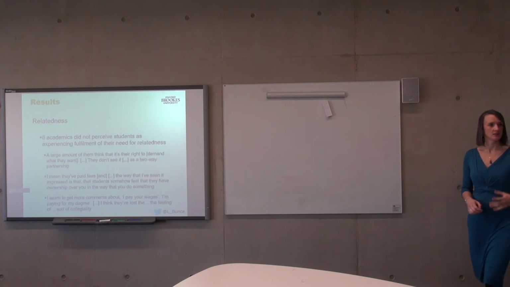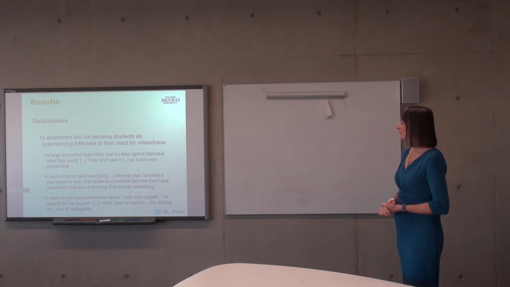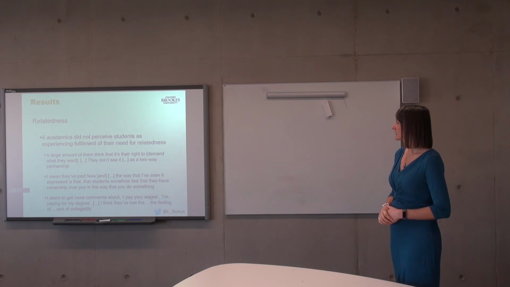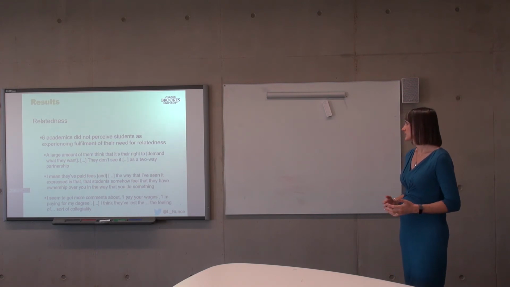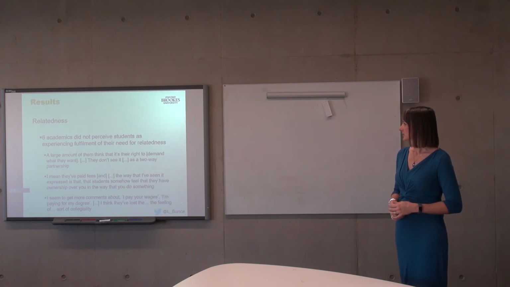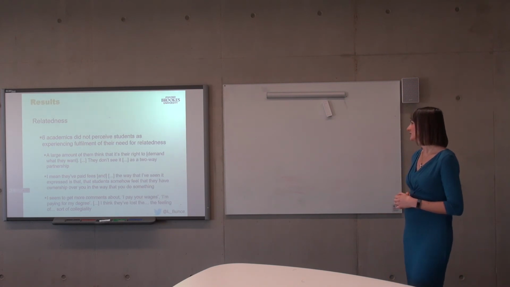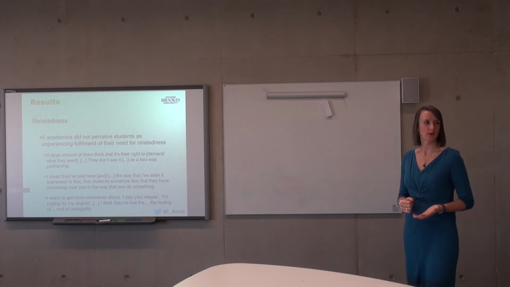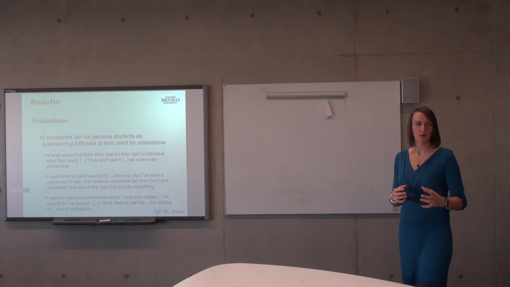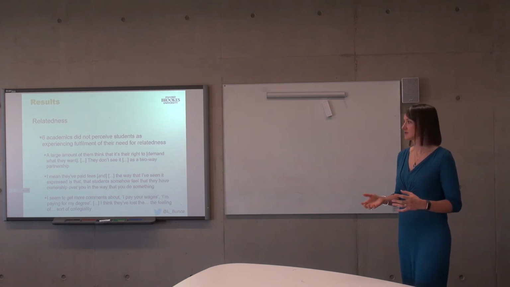But six academics did not think that students were experiencing fulfilment of the need for relatedness. One said, "A large amount of them think it's their right to demand what they want. They don't see it as a two-way partnership." Another said, "I mean, they've paid their fees, and the way that I've seen it expressed is that students somehow feel that they have ownership over you in the way that you do something. So that's clearly not seeing the partnership. It's about students kind of paying our wages attitude, which then means that we're there to serve the students."